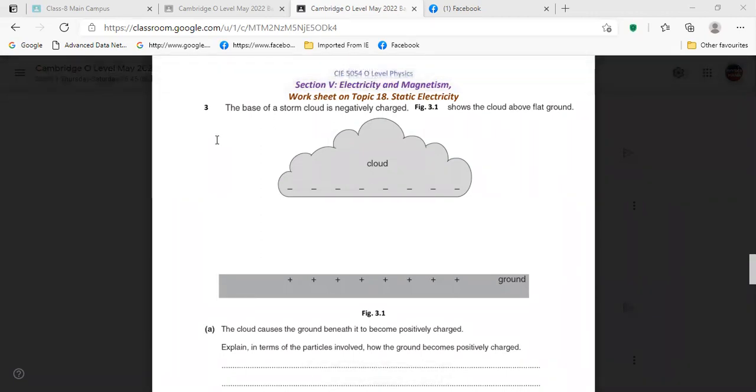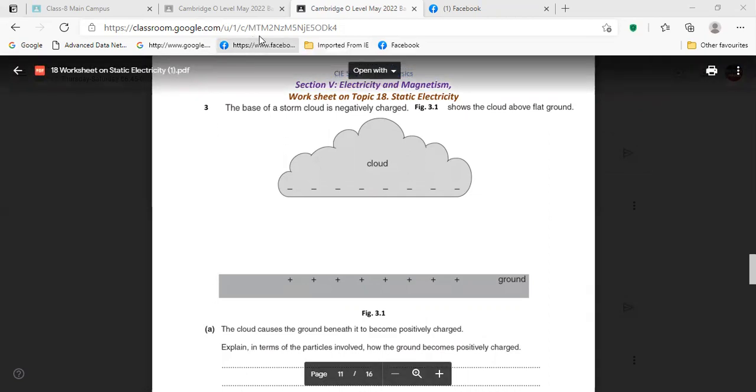Question 3. The base of a storm cloud is negatively charged. Figure 3.1 shows a cloud above flat ground. A. The cloud causes the ground beneath it to become positively charged.